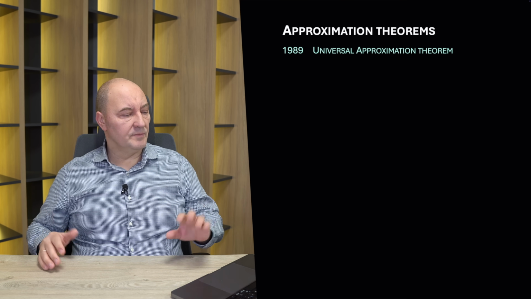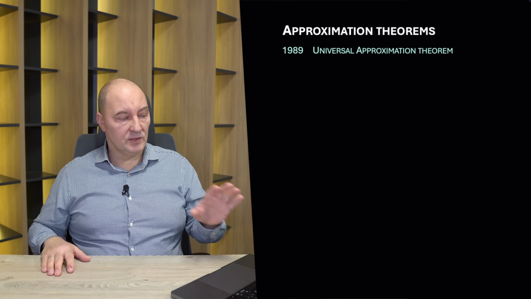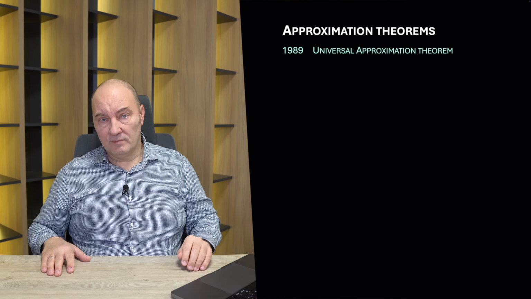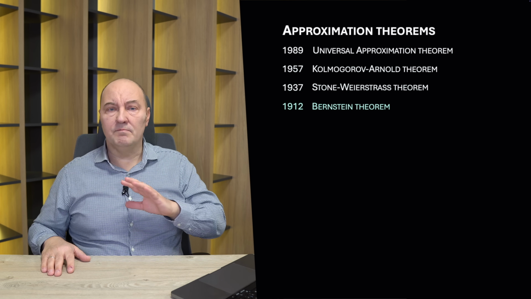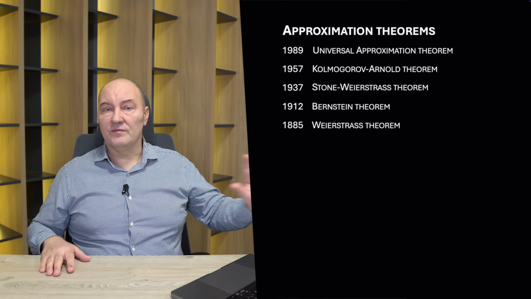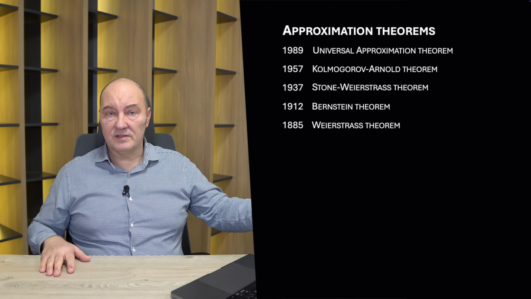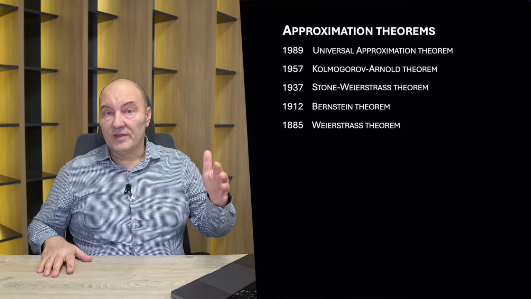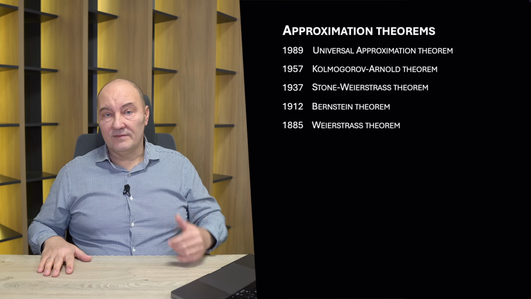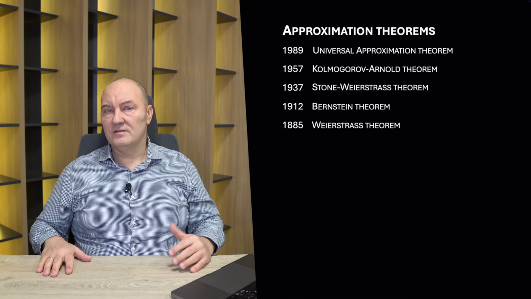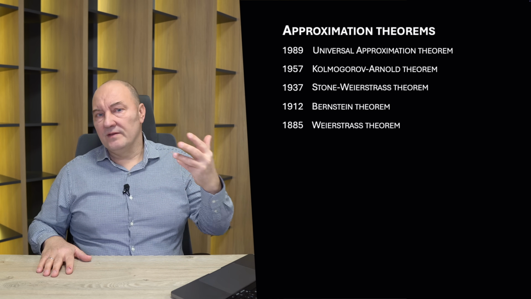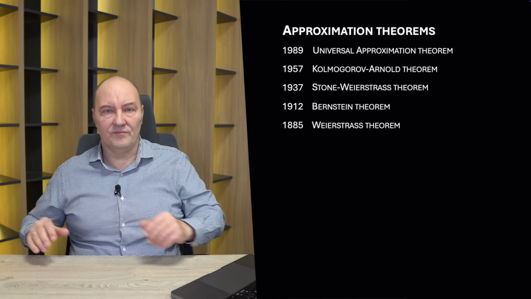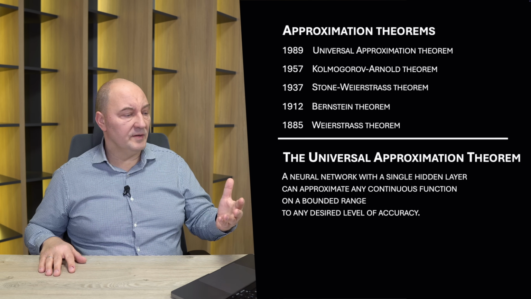This theorem first appeared in 1989 when it was proven, and it didn't just come out of the blue. It's pulling its roots all the way back from mathematical theory of the 19th century. The first such attempt was Weierstrass's theorem from 1885, and there were a few other theorems in the meanwhile, which eventually paved the way for the universal approximation theorem. And this is what the theorem says.